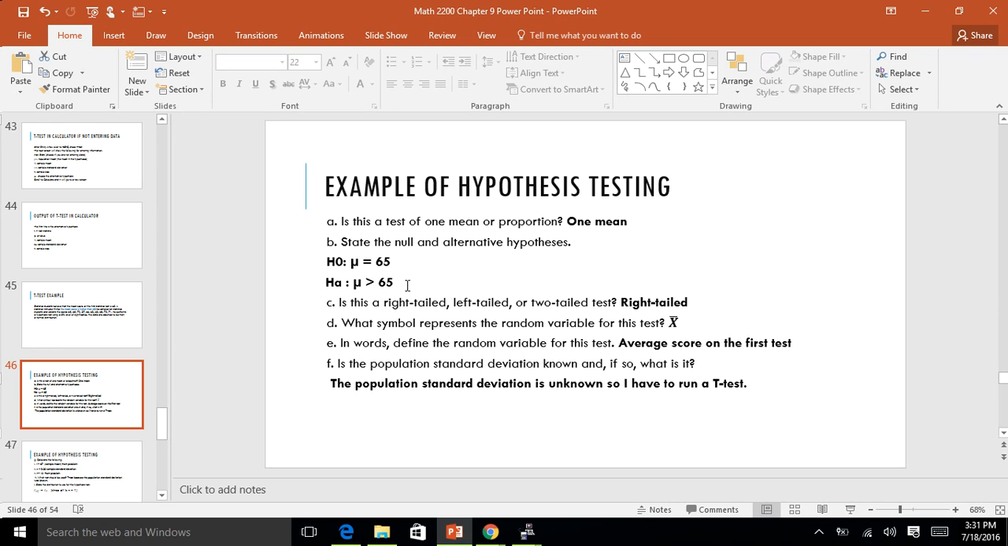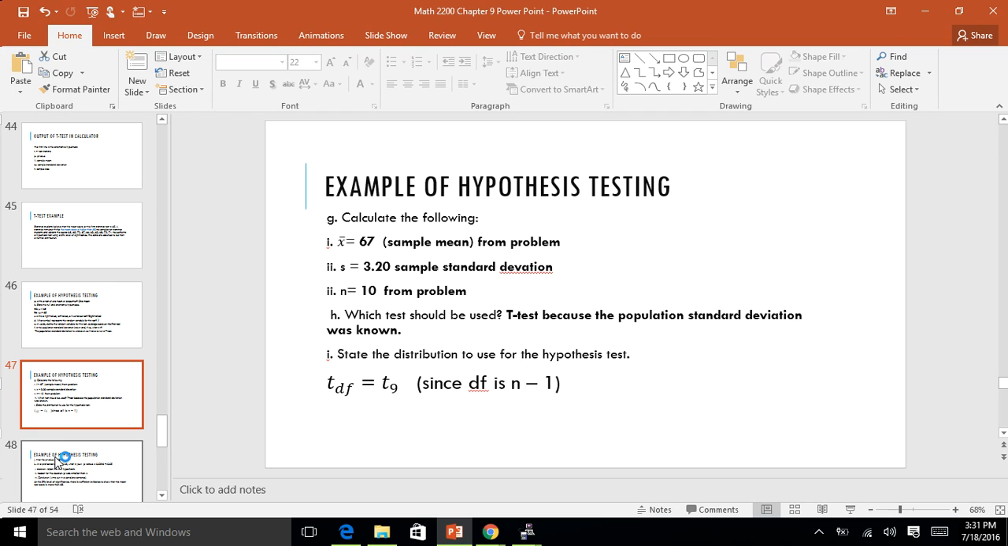So C, is this a right-tailed, left-tailed, or two-tailed test? It's a right-tailed because of that greater sign right there on the alternative. What symbol represents the random variable for this test? That is capital X bar. In words, define the random variable for this test. The average score on the first statistics test. All right. Is the population standard deviation known? If so, what is it? We don't have a population standard deviation. It was not given to us, so we have to run a t-test.